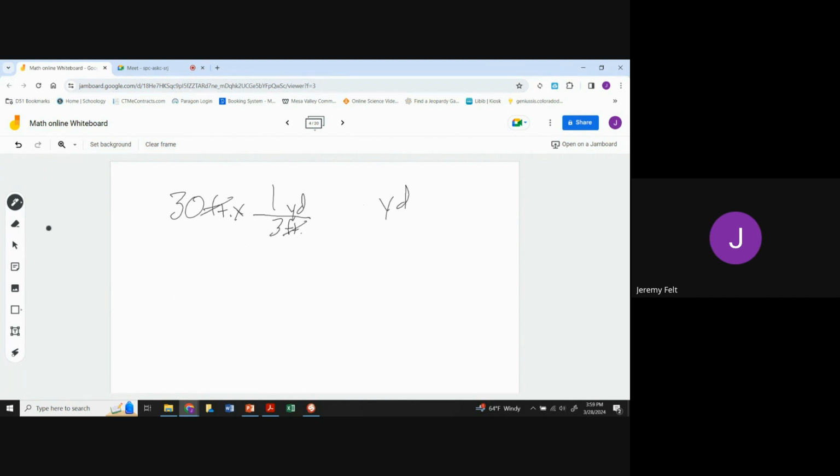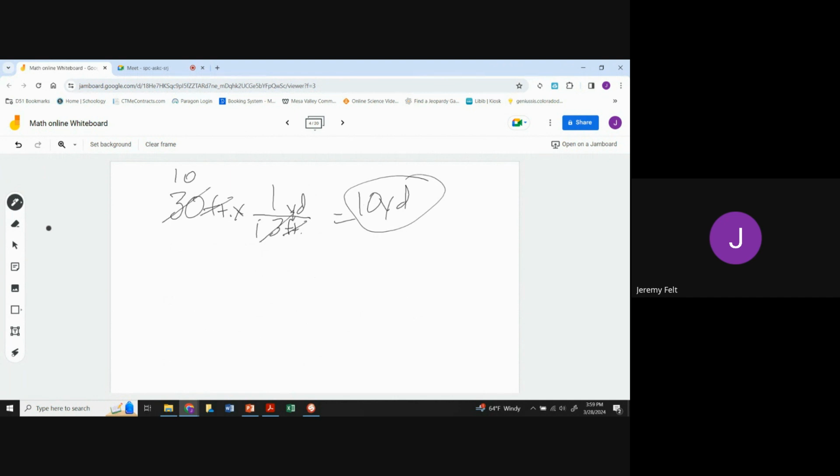So feet and feet are going to cancel out. 3 and 30 have a common factor of 3. So 10 times 1 yard is 10 yards. Again, you probably did it without even thinking. 30 feet is how many yards? 30 feet divided by 3, it's 10 yards. Okay? And that's what we're doing.